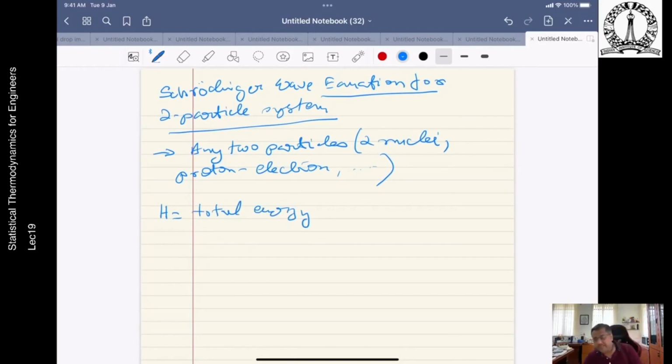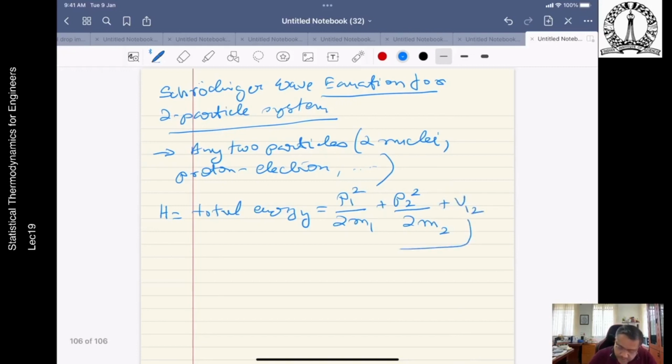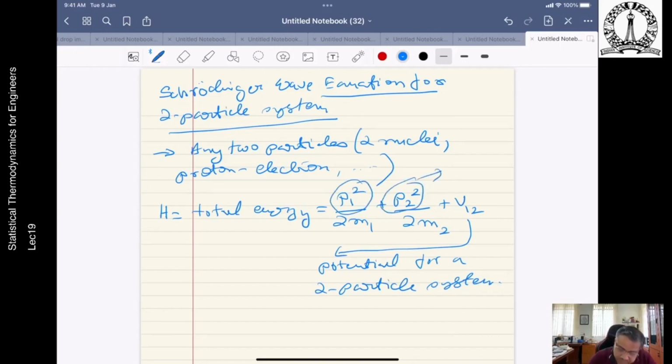For a single particle system, remember we said that the potential energy was 0. In this case, of course, it is not. It's p1 squared by 2 m1 plus p2 squared by 2 m2 plus V12. This is the potential for a two-particle system, and these p are nothing but the linear momenta.